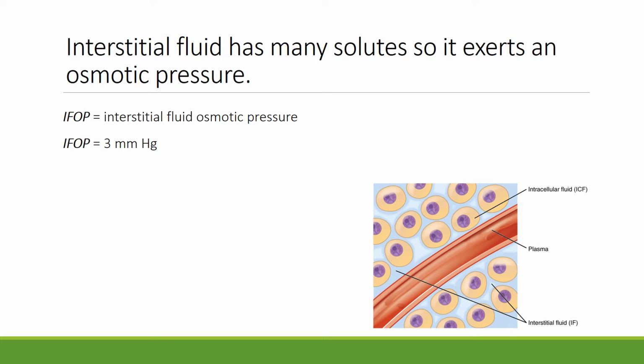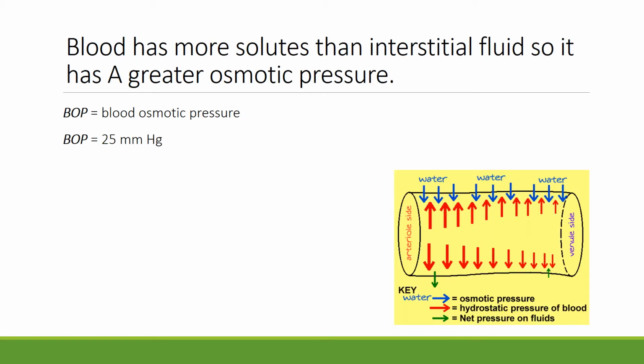It's called the osmotic pressure, or interstitial fluid osmotic pressure. And a typical value for IFOP is 3 millimeters of mercury. The reason the interstitial fluid has an osmotic pressure is because it contains many solutes. Because blood has more solutes than interstitial fluid, it has a greater osmotic pressure. A typical BOP is 25 millimeters of mercury as compared to a typical value of 3 for IFOP.